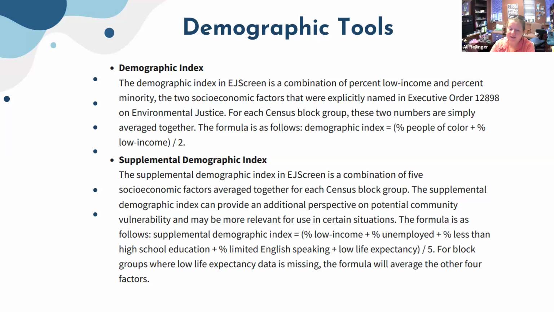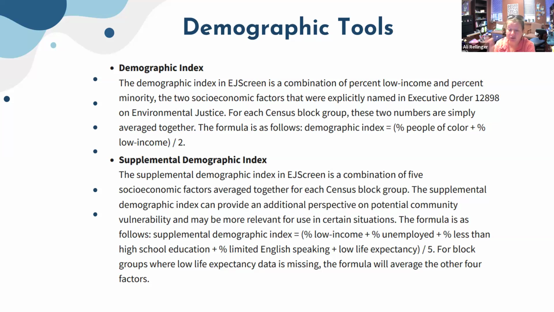Then we have the supplemental demographic index. The supplemental demographic index is specifically named in the Justice 40 executive order. So this is one that people are being asked to cite a lot. This one's a little more complex. It takes the basis of that demographic index and it adds more factors. So the supplemental now has 5 socioeconomic factors that are included in it.